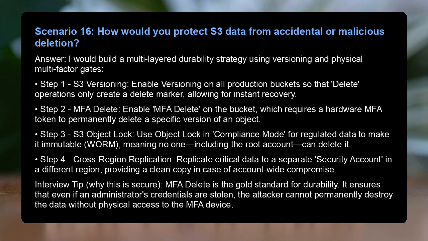Step 1. S3 versioning. Enable versioning on all production buckets so that delete operations only create a delete marker, allowing for instant recovery. Step 2. MFA delete. Enable MFA delete on the bucket, which requires a hardware MFA token to permanently delete a specific version of an object. Step 3. S3 object lock. Use object lock in compliance mode for regulated data to make it immutable WORM, meaning no one, including the root account, can delete it. Step 4. Cross-region replication. Replicate critical data to a separate security account in a different region, providing a clean copy in case of account-wide compromise.